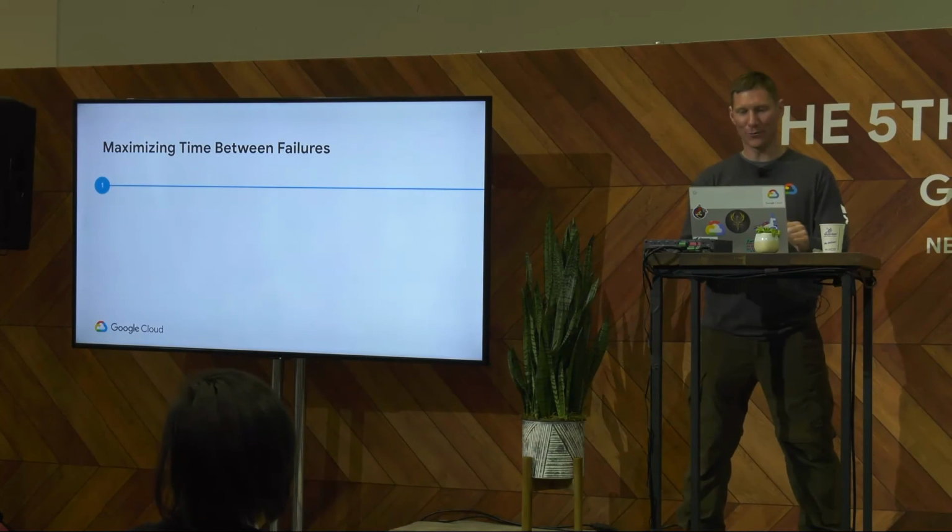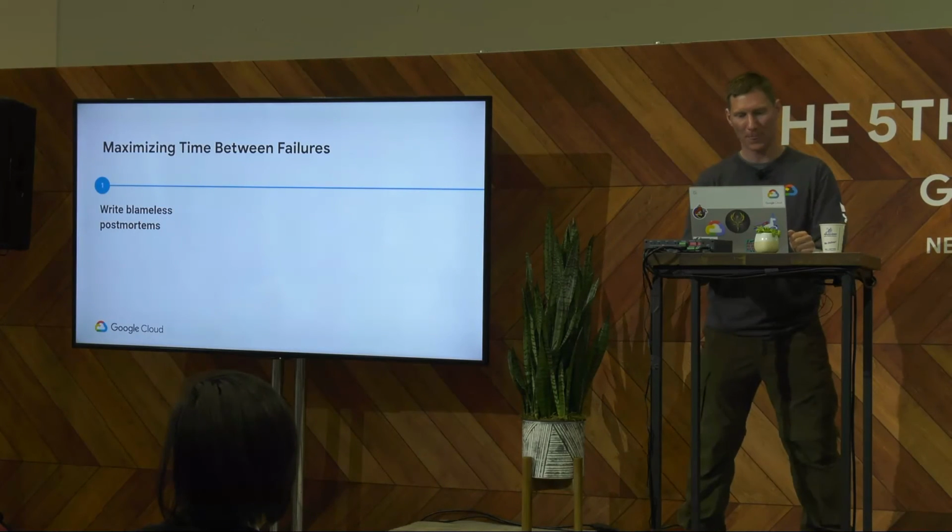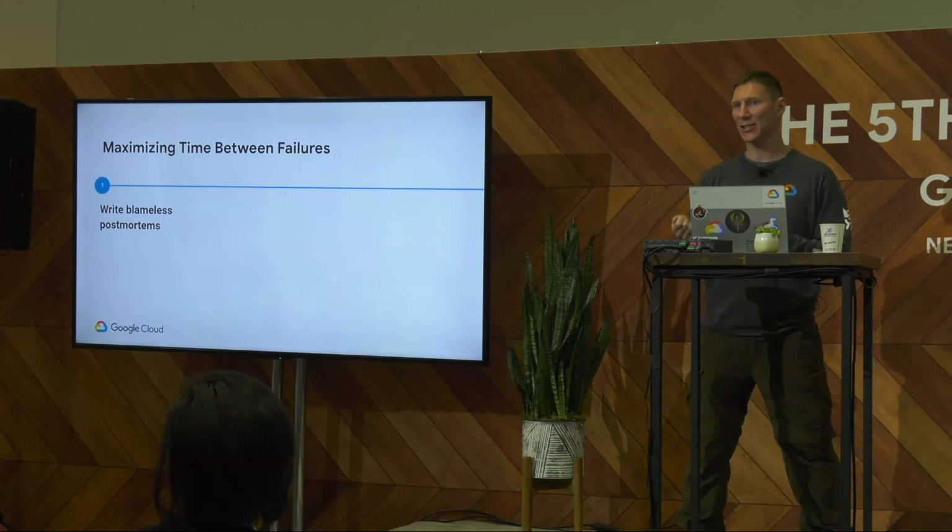Number one is our old friend, the blameless postmortem. Write one after every incident to capture metrics and analyze how things went. And most importantly, you discuss action items to make it better. And also, most importantly, make sure you do the action items. I mean, these are just not to be written and ignored. Make sure they get prioritized very highly against the other features that devs are working on.